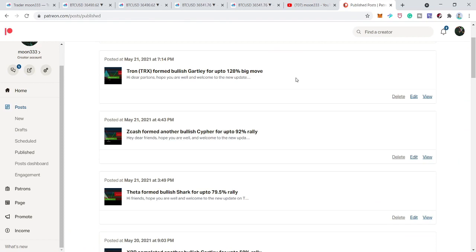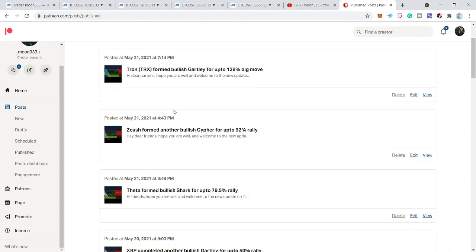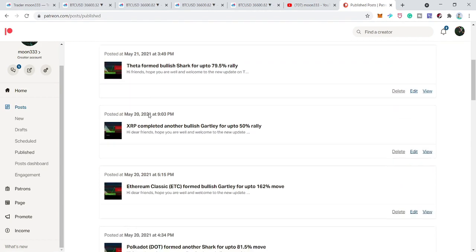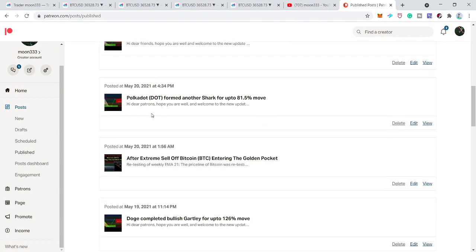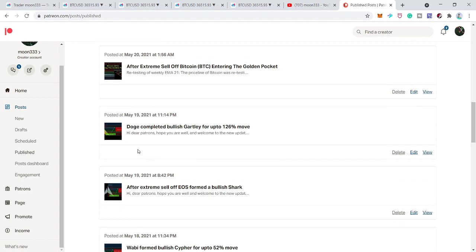During this extreme drop, a lot of other altcoins have formed different harmonic patterns, like Tron, Zcash, Theta, XRP, EDC, Polkadot, and Doge, and many other altcoins have completed the bullish harmonic moves, and I am sharing these harmonic moves daily at the Patreon you will find here.